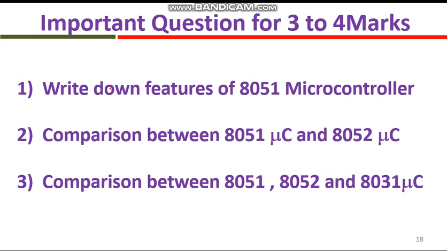And the question might be asked in examination: write down features of the 8051 microcontroller, or comparison between the 8051 microcontroller and the 8052 microcontroller, or comparison between the 8051, 8052 and 8031 microcontrollers.